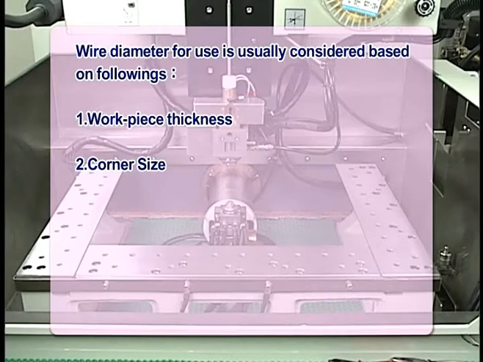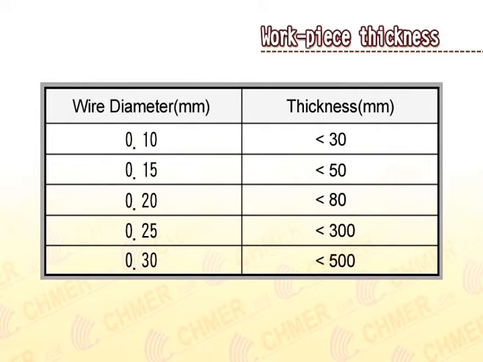Wire diameter selection. Wire diameter for use is usually considered based on the following. Workpiece thickness. Generally speaking, a thicker workpiece requires higher current for machining, so wire diameters are supposed to be increased with workpiece thickness to undergo additional current volume.